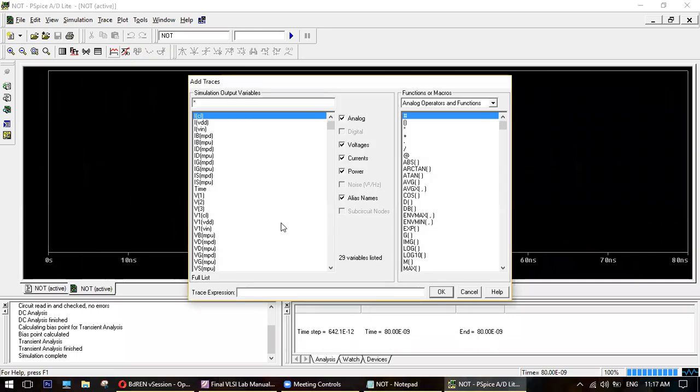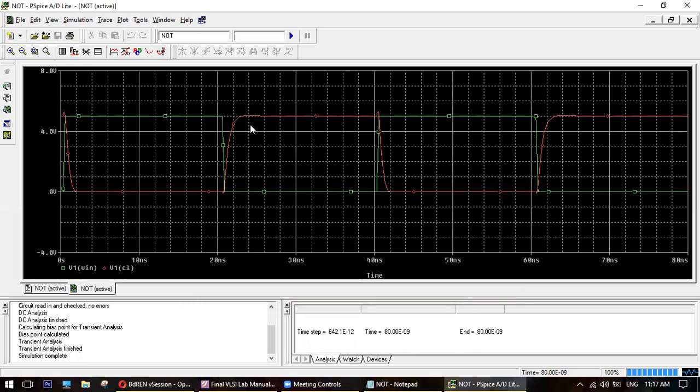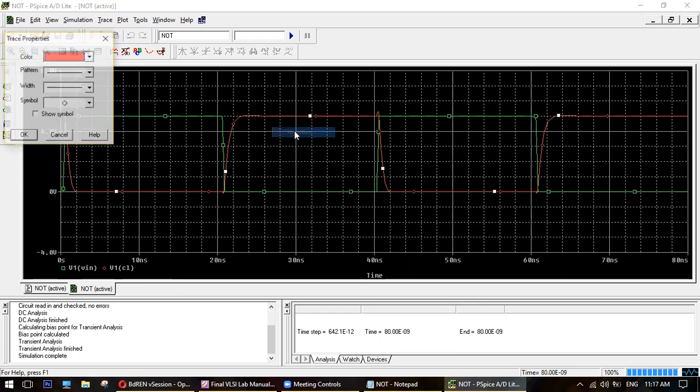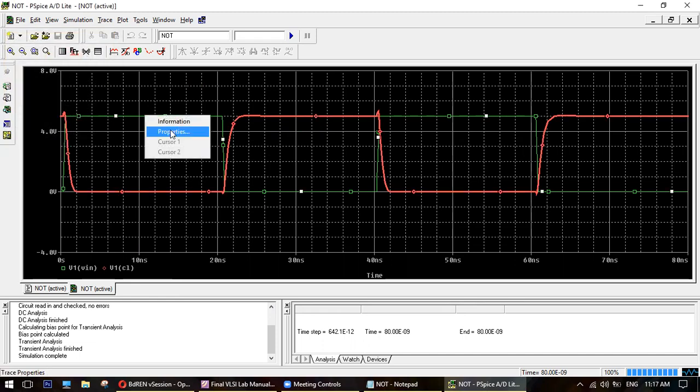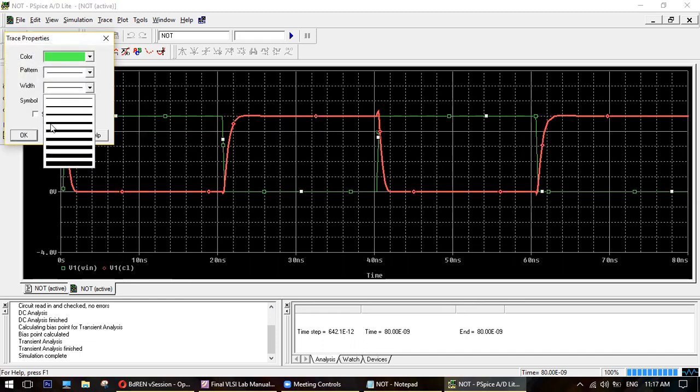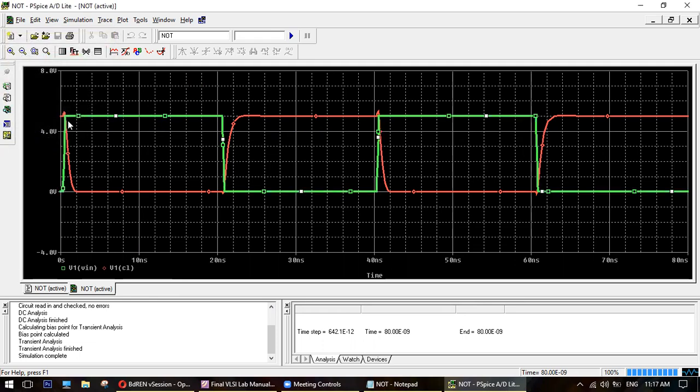So transient, this one will be in CL, this two. That is the voltage. As you can see here, the green one is your input, the red one is your output. When your input is 1, your output is 0. When your input is 0, your output is 1.